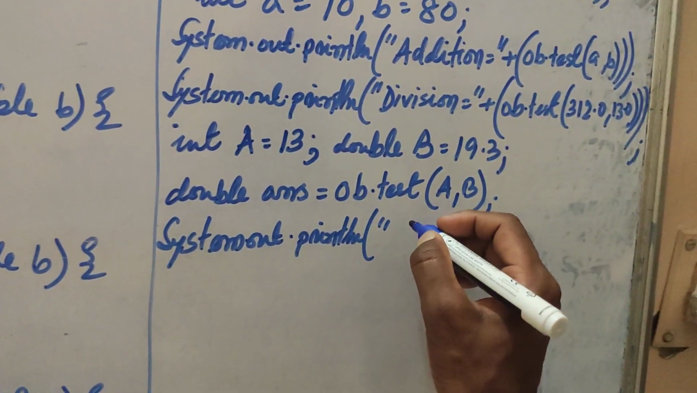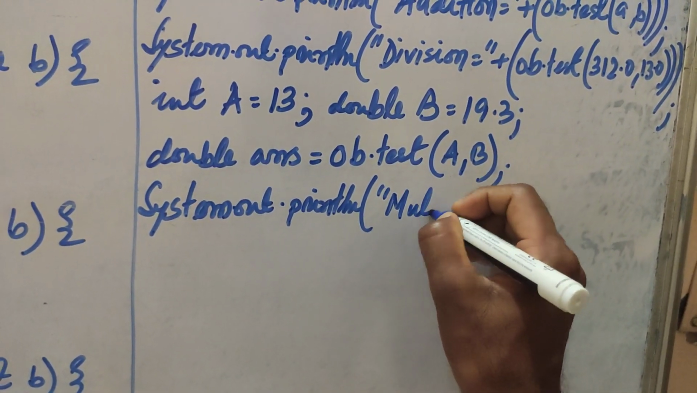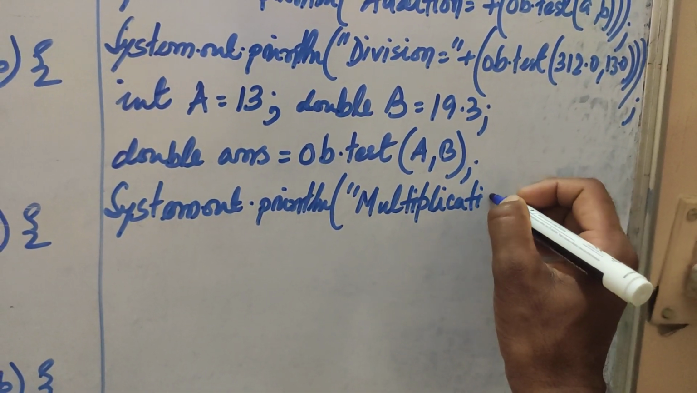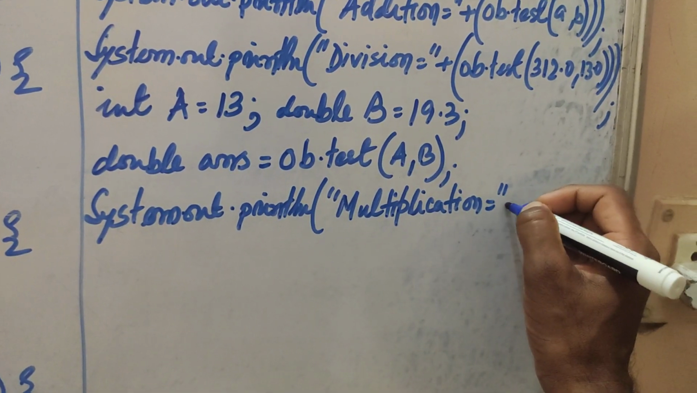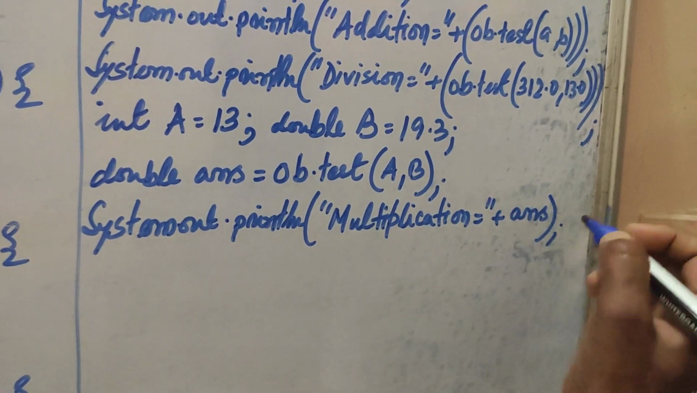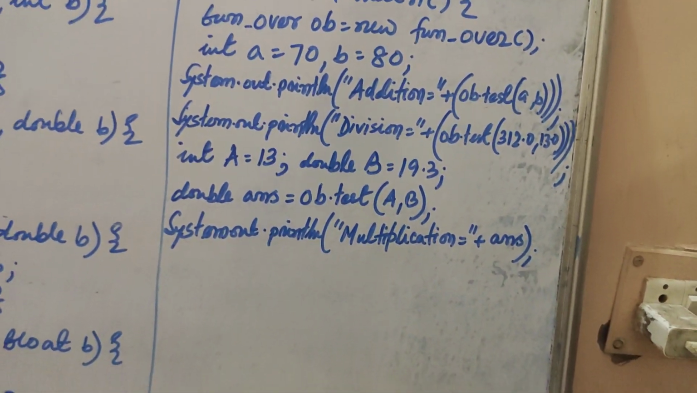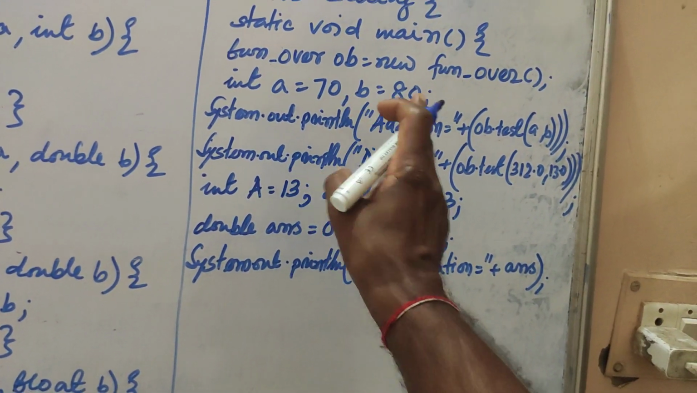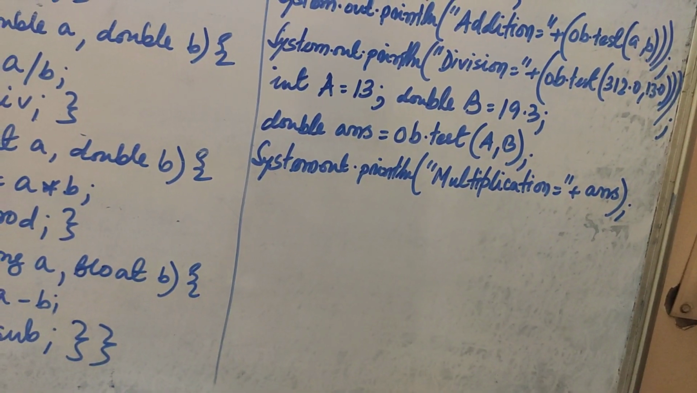What is this? This is the multiplication of two numbers, or anything you can write. Multiplication, product of two numbers, multiplication of two numbers, ans, and this is also one process. Okay, that way also you can do, this way also.